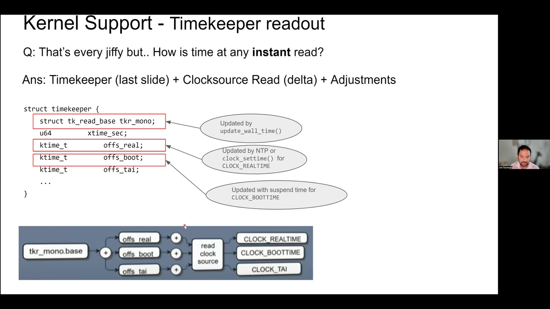So for real time, we have an offset from the monotonic time. For boot time, we have an offset because the suspend time has to be added to the monotonic time. So the monotonic time, which is updated every Jiffy, is combined with these offsets to get the final value of the clock. But that's not good enough, because we need to know how much time has passed since we updated the time. So read the clock source, calculate the delta, and then add that delta to what we have so far, and then we get the latest clock value. So that's how, when you do clock get time, all of this happens, and we know what is the time at exactly that instant when you call clock get time.